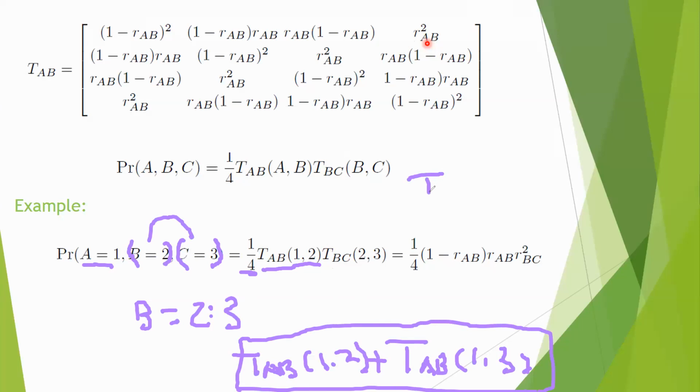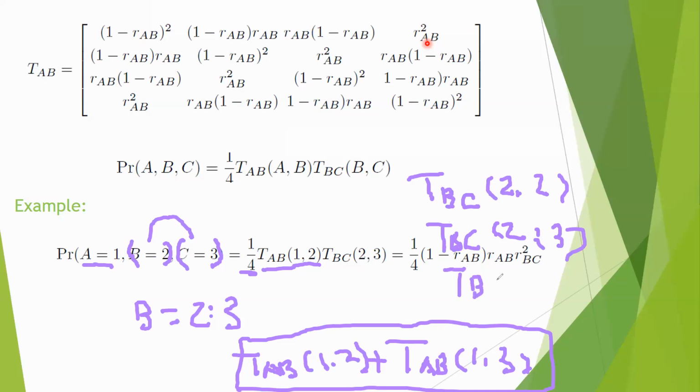So this involves different ways. So either BC 2 to 2, or BC 2 to 3, right? Or BC 3 to 2, or BC 3 to 3, something like this. So you have to consider different situations. All right.